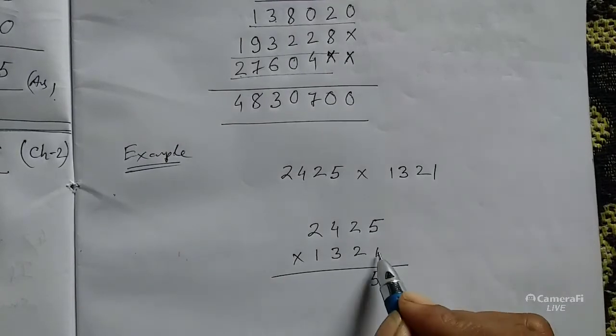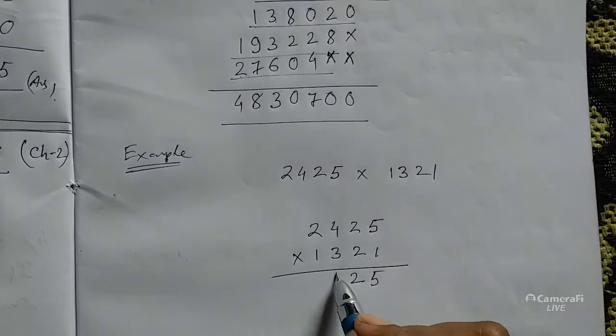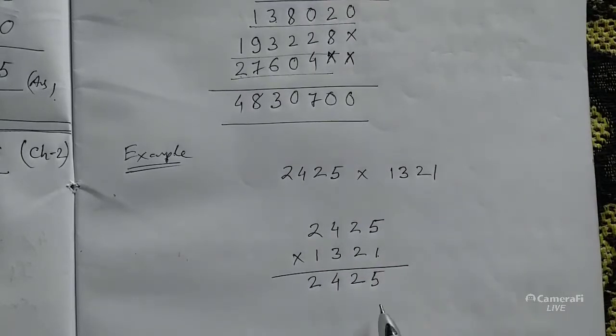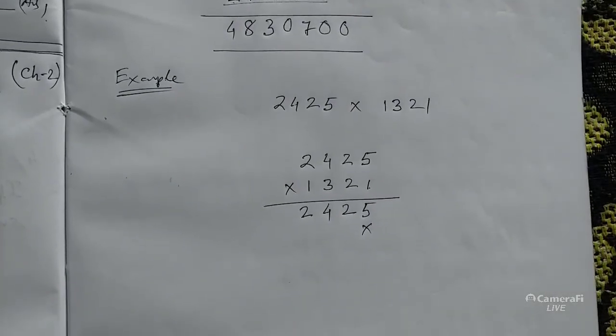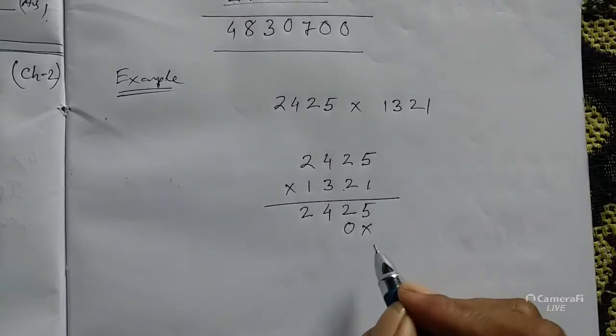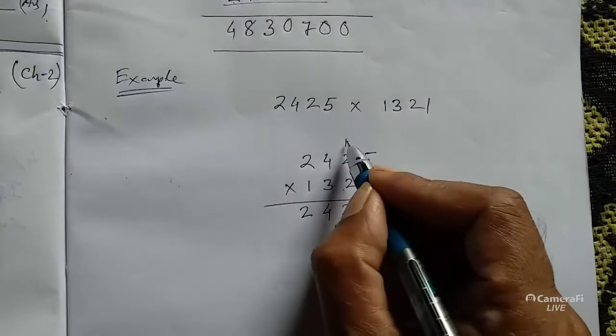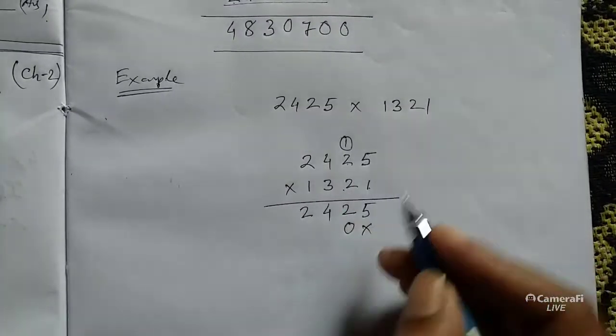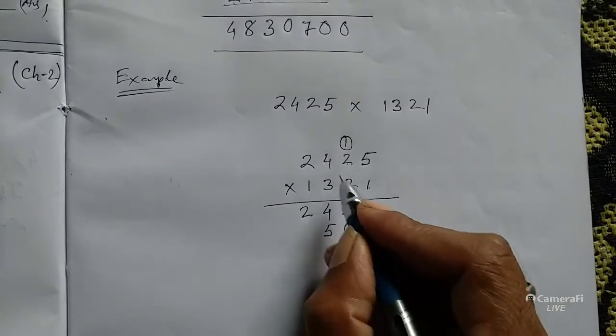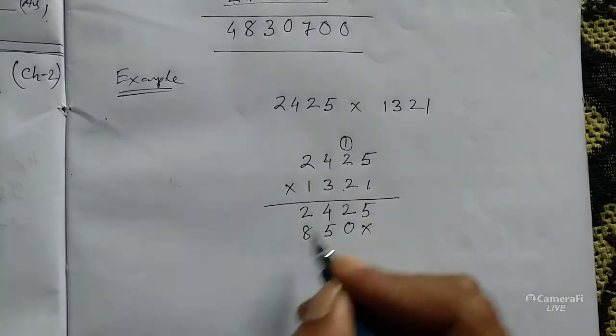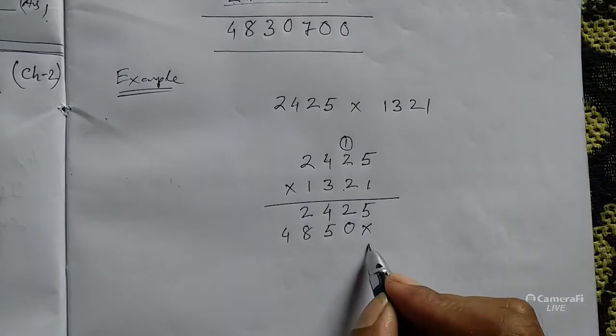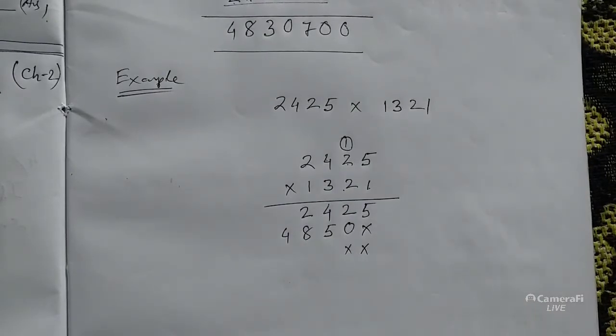1 5s are 5, 1 2 is 2, 1 4 is 4, 1 2 is 2. Cross sign here. Now start with 2 table, the multiplication table of 2. 2 5s are 10, 1 carry here. 2 2s are 4 plus 1, 5. 2 4s are 8, 2 2s are 4. Then 2 crosses one after another.